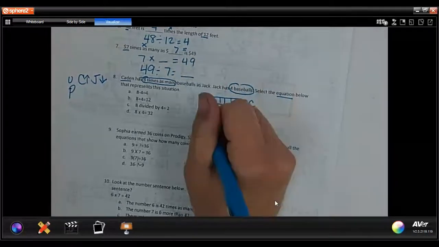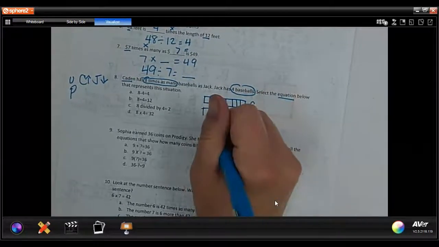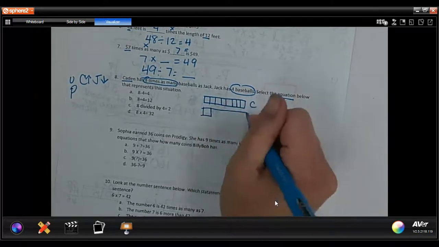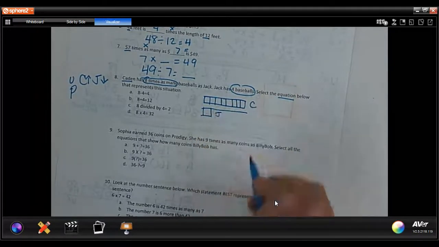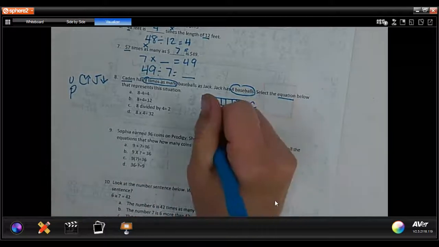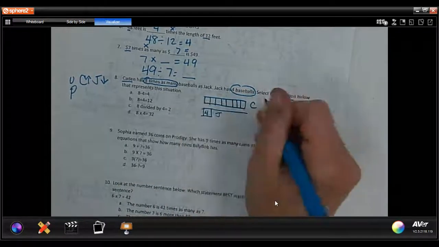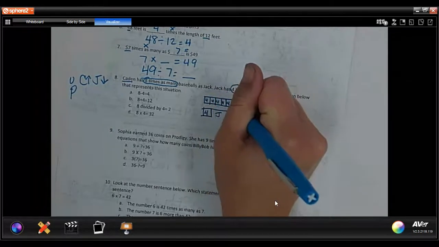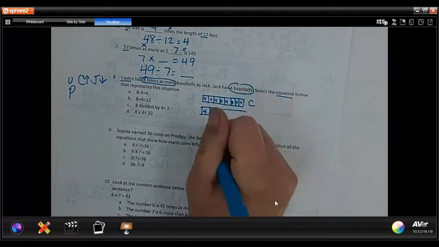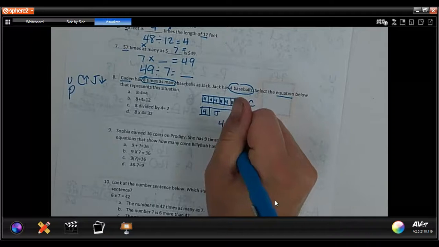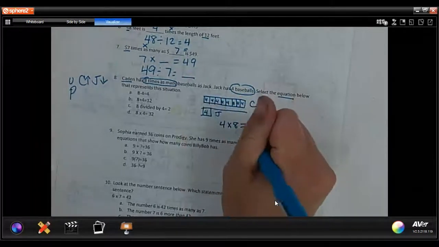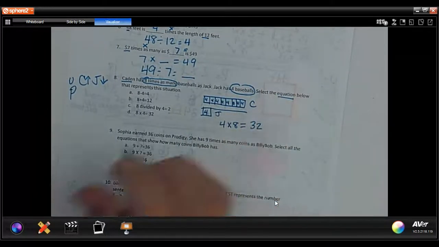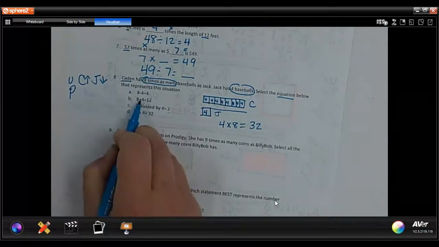So that's 8 spaces. And Jack, whoops, I meant to draw just this little box for Jack. Please ignore the rest of that. This little box represents Jack's. Jack has 4 baseballs and Caden has 8 times as many. So I could write 4 in all of these spaces. So I know Caden has 4 times 8 because I see 8 equal groups of 4, which is equal to 32.